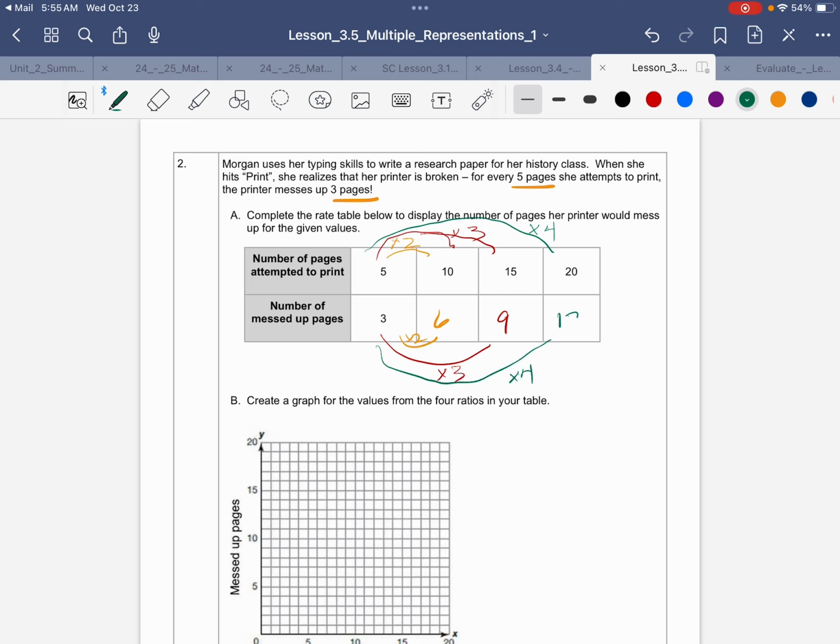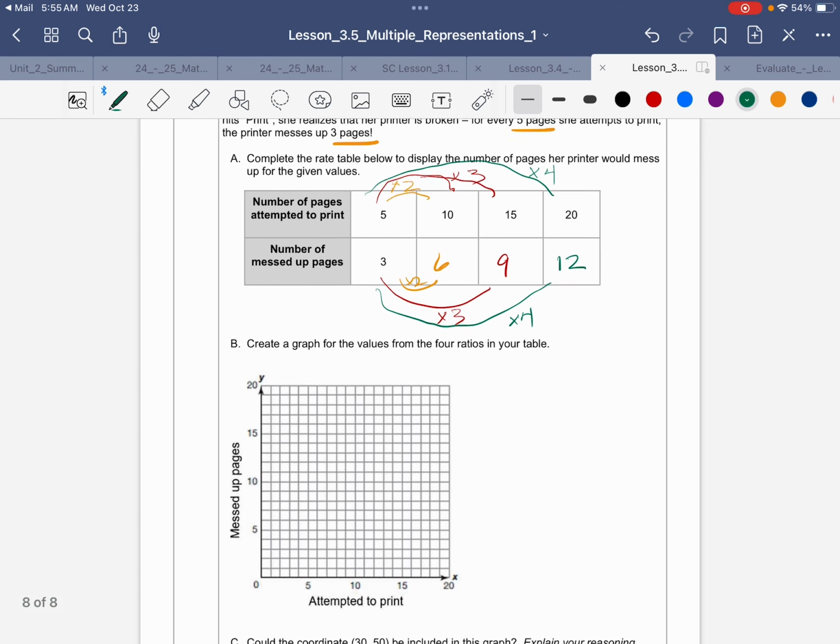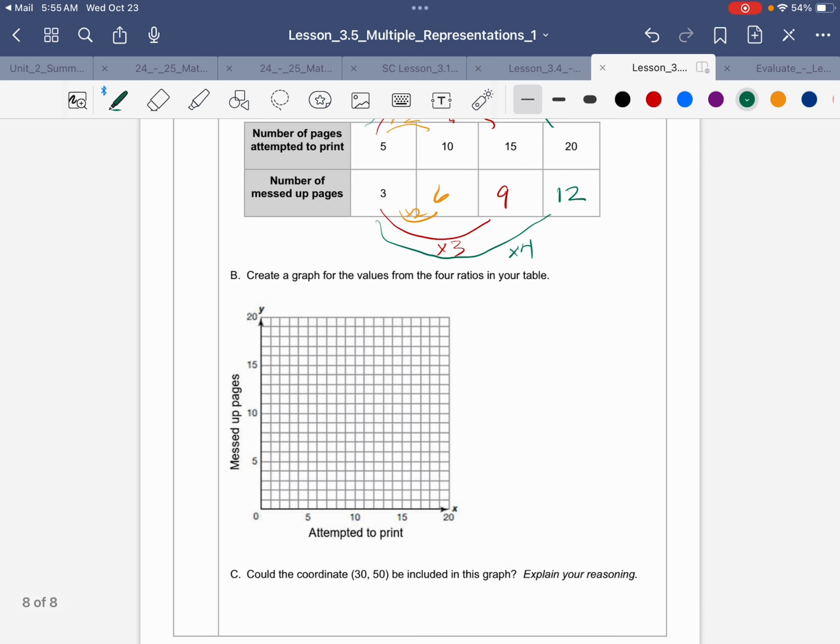Okay. Again, messed up pages, that's our Y, and here's my X. I know that because I look here, there are your 2 things. So we'll do our first one in black. Number of attempted pages is 5, and it messes up 3. Okay. Attempted was 10. It messes up, if you need to draw your line, 1 above 5, 6. And we got 15 and 9.